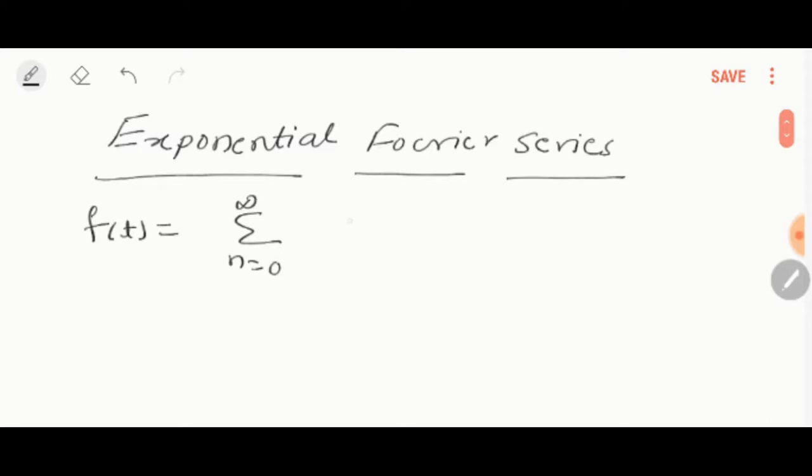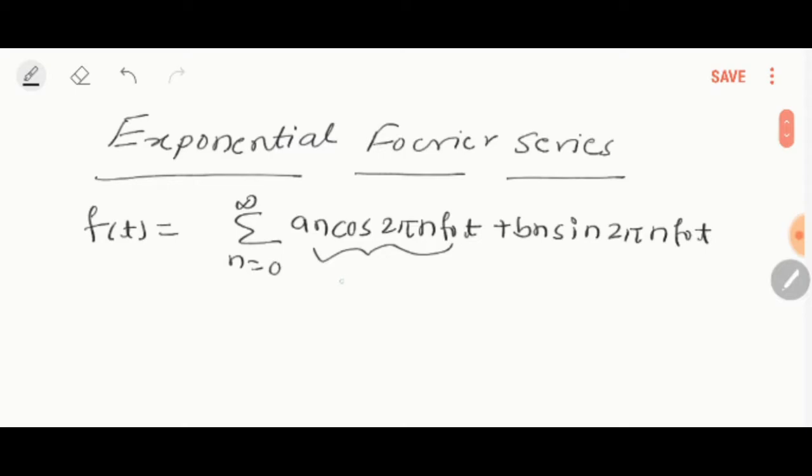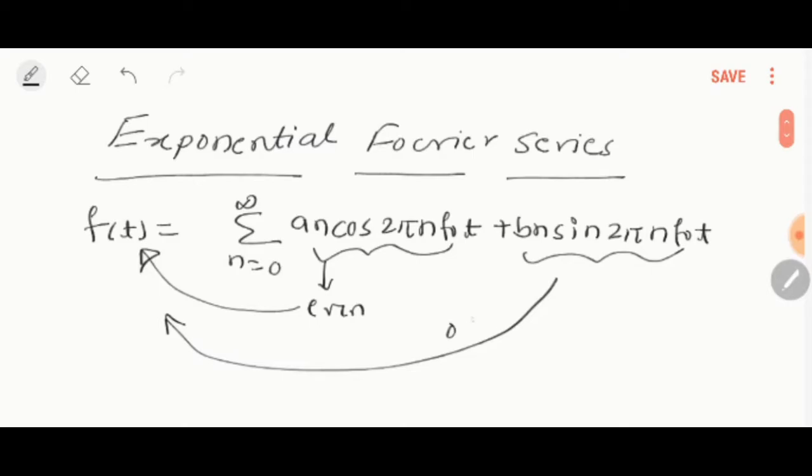0 to infinity of an cos 2 pi n f naught t plus bn sin 2 pi n f naught t, where these components, an was representing the even components inside f(t) and bn was used to represent the odd components inside f(t).